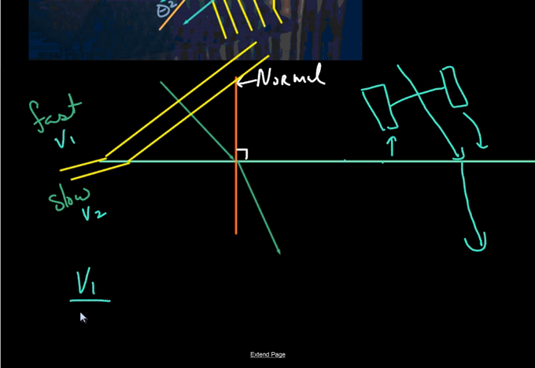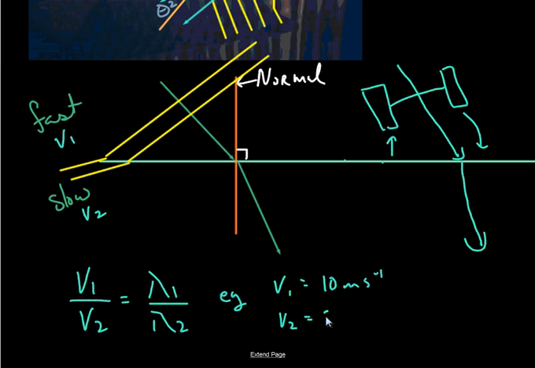V1 over V2 is equal to the ratio between wavelength 1 and wavelength 2, okay? In other words, the ratio between speeds works out to be the same as the ratio between wavelengths. So for example, let's say V1 equals 10 meters per second and V2 equals 5 meters per second. Well, the ratio of 10 to 5 is like a 2-to-1 ratio, right?